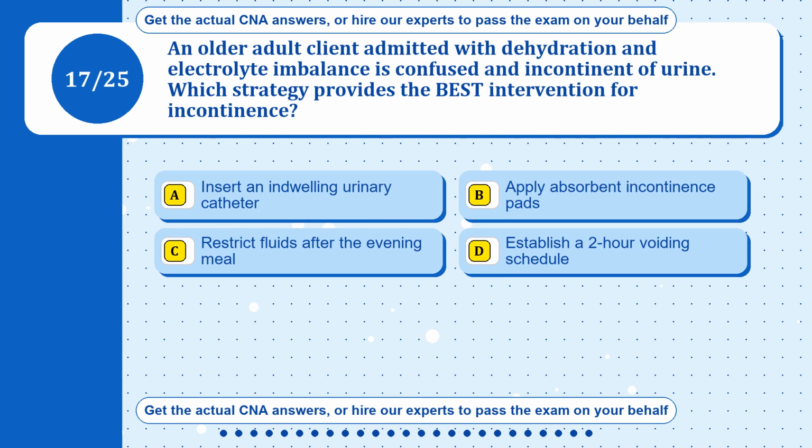Question 17. An older adult client admitted with dehydration and electrolyte imbalance is confused and incontinent of urine. Which strategy provides the best intervention for incontinence? Option A, insert an indwelling urinary catheter. Option B, apply absorbent incontinence pads. Option C, restrict fluids after the evening meal. Option D, establish a 2-hour voiding schedule.